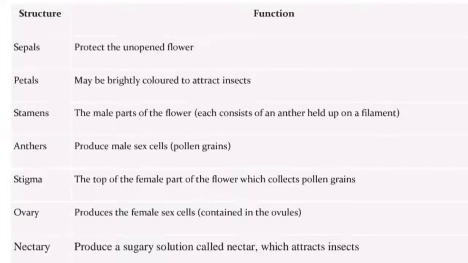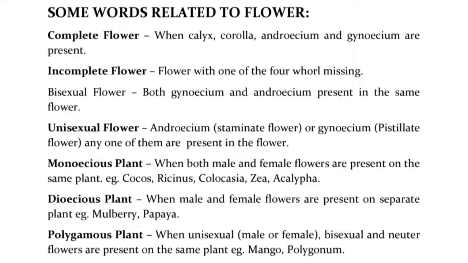Stigma, the top of the female part of the flower, collects pollen grains. Ovary produces the female sex cells contained in the ovules. Nectary produces a sugary solution called nectar, which attracts insects. Some words related to flower.